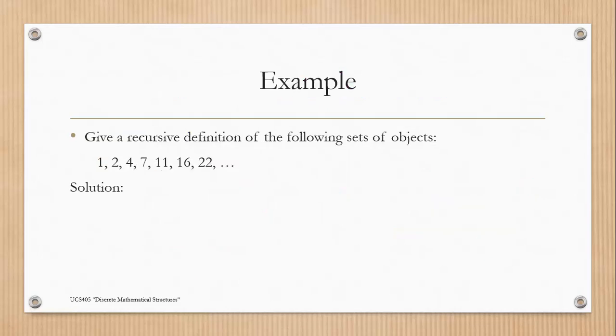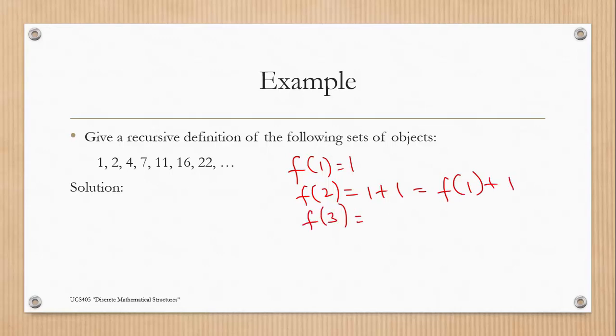Now in this example, we have been given a sequence and we have to find the recursive definition. Sequence is 1, 2, 4, 7, 11, 16, 22. If we analyze this sequence, then we can say that if f of 1 is 1, then f2 will be equal to 1 plus 1, which is f1 plus 1. Similarly, f3, that is third term, is equal to f2 plus 2 because 4 is 2 plus 2. Similarly, f4, that is fourth term, is equal to f3, which is 4 plus 3, which will come out to be 7.